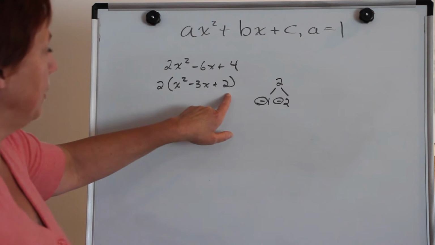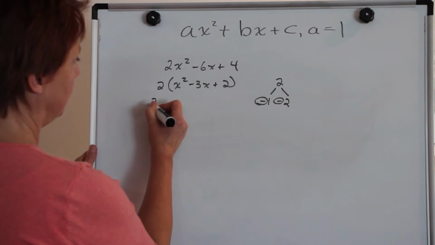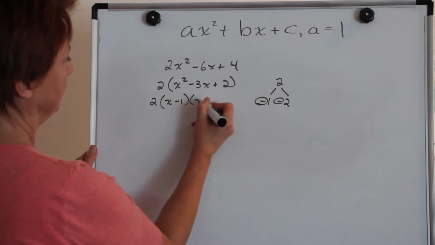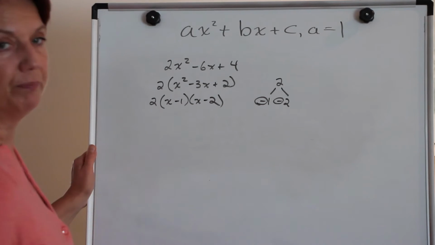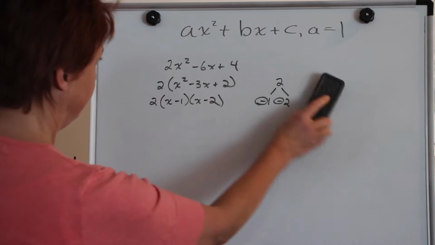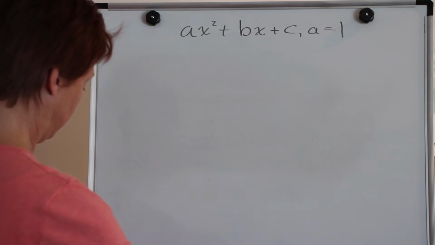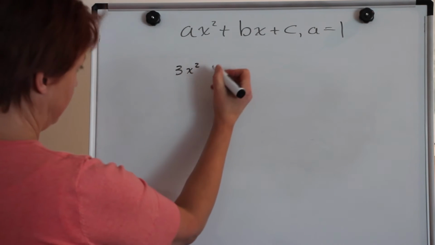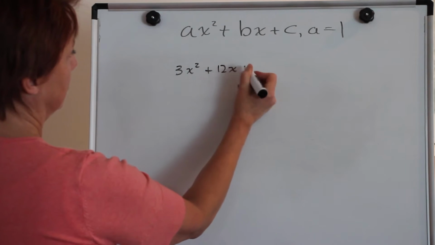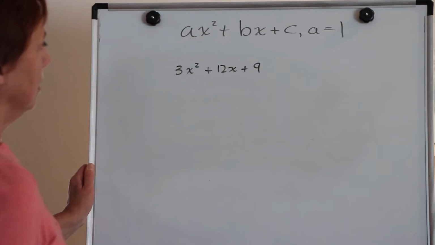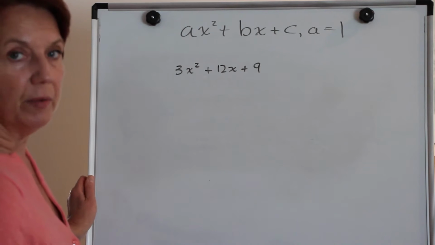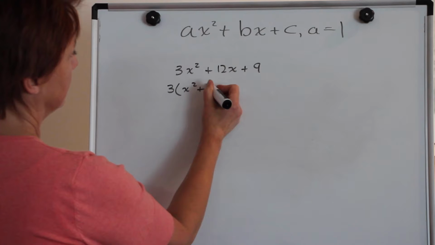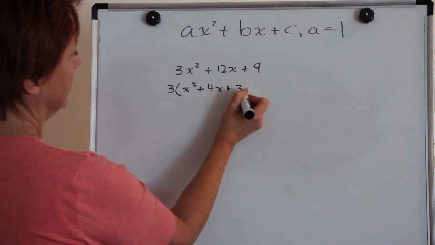Now what we do is we keep the 2 because this is part of our expression, and then we write out the rest of it. And we're done. So that's one that we'll do. Then the next one, 3x squared plus 12x plus 9. Here we've got a common 3, right? So we take out the 3, and it gives us x squared plus 4x plus 3.